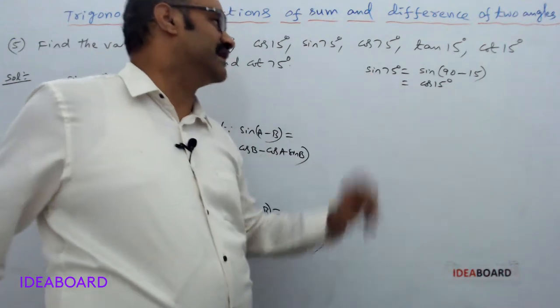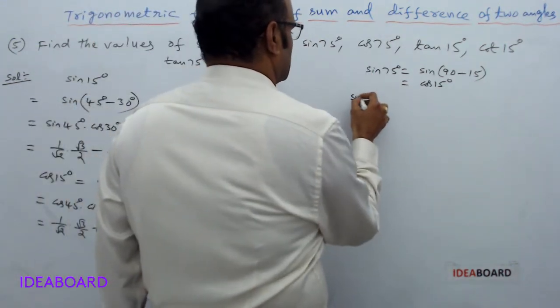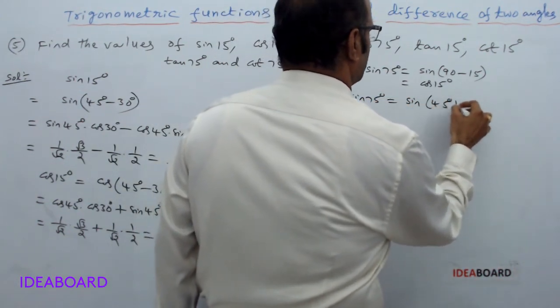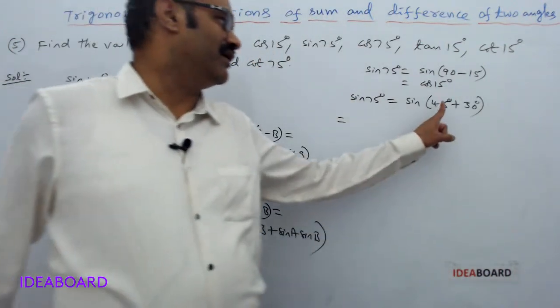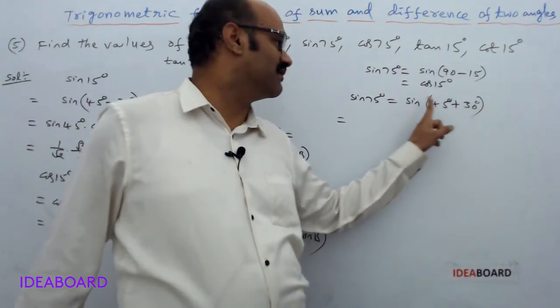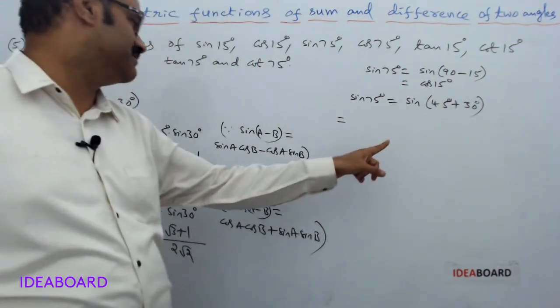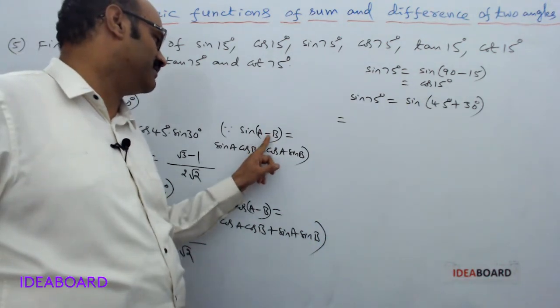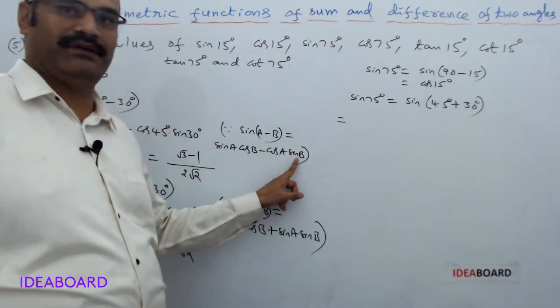Otherwise, we can take sin 75 degrees as sin of 45 degrees plus 30 degrees. It's in the form of sin of a plus b. The formula is the same as for minus, but here you have plus: sin of a plus b equal to sin a cos b plus cos a sin b.